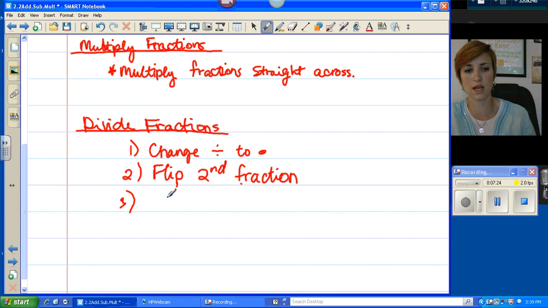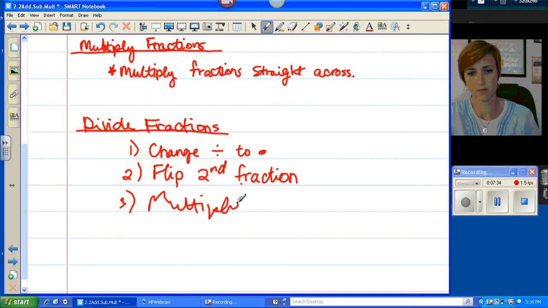And then for our third step, we're just going to multiply because we changed it now to a multiplication problem. And that says multiply. I know handwriting's horrible on this thing.